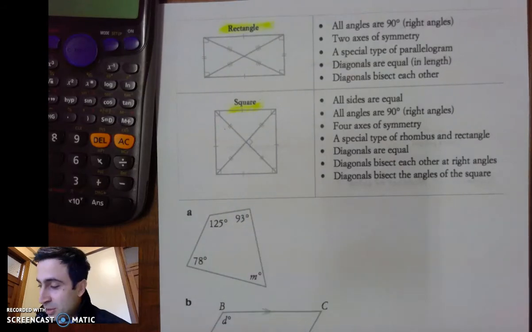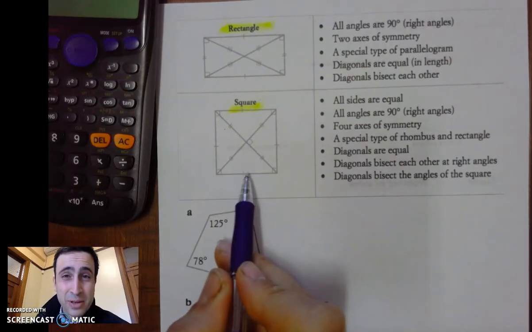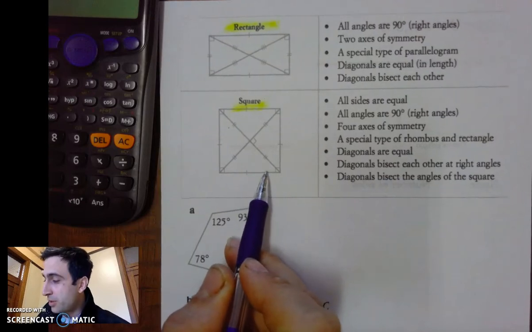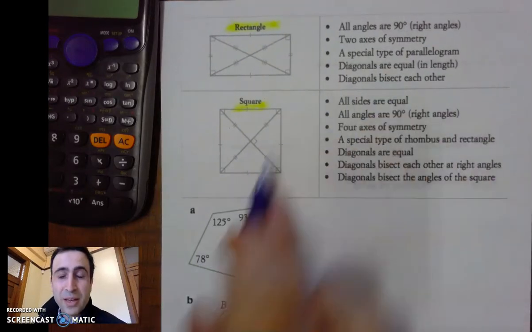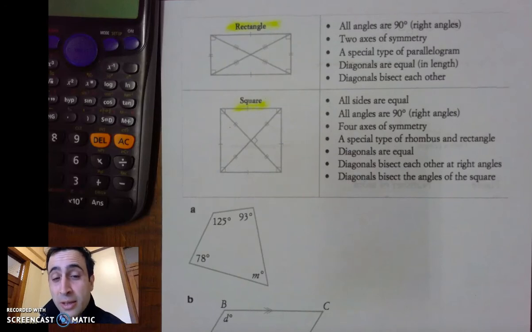Funnily enough, the square is a very simple shape, but it's also the shape with the most information about it. And so a lot of this you're going to do intuitively, but some of it might be worth, again, pausing and having a bit of a look over this one.